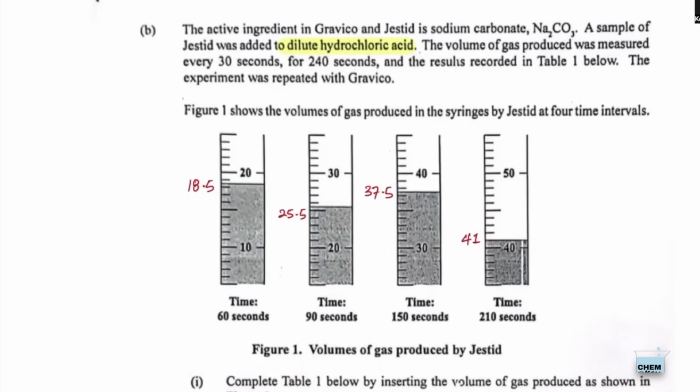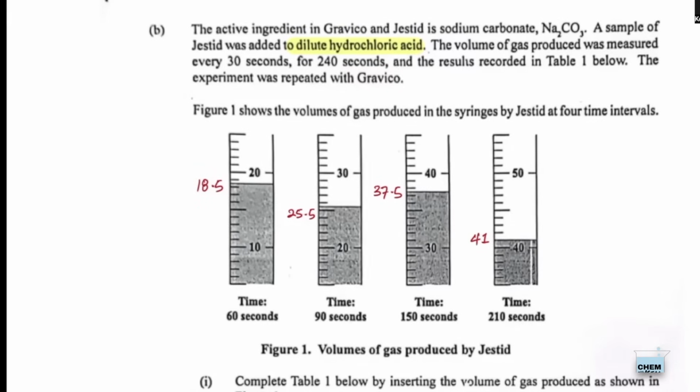All right. So the volume of gas produced was measured every 30 seconds for 240 seconds, and the results recorded in table 1 below. The experiment was repeated with Gravico, right? So figure 1 shows the volumes of gas produced in the syringes by Gestid at 4 time intervals. We're to complete table 1 by inserting the volume of gas produced as shown in figure 1.